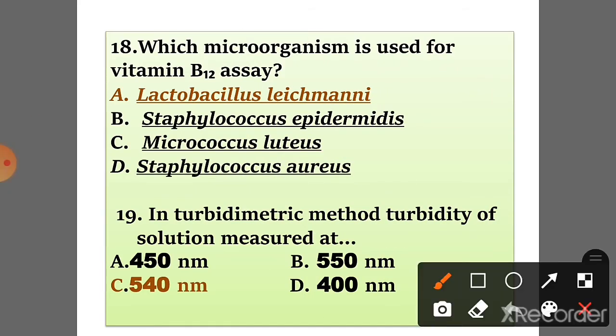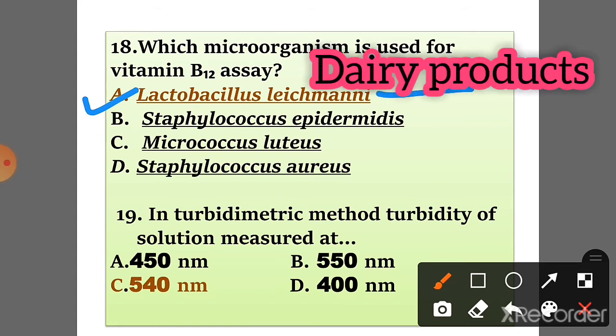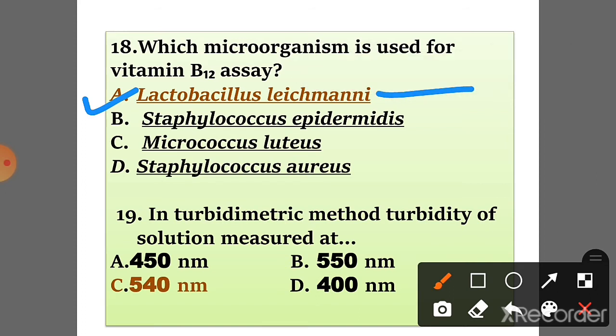Question 18. Which microorganism is used for vitamin B12 assay? Option A, Lactobacillus leichmannii is a non-pathogenic bacteria isolated from dairy products. Question 19. In the turbidimetric method, turbidity of solution is measured at option C, 540 nanometer.